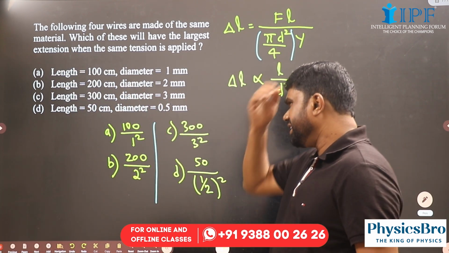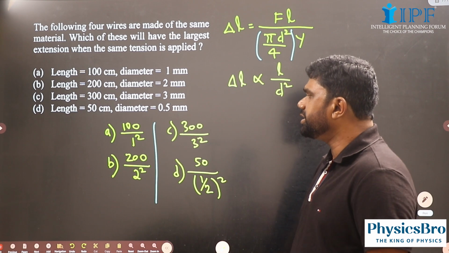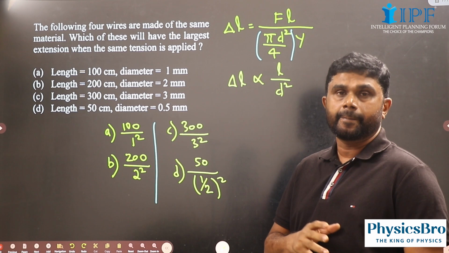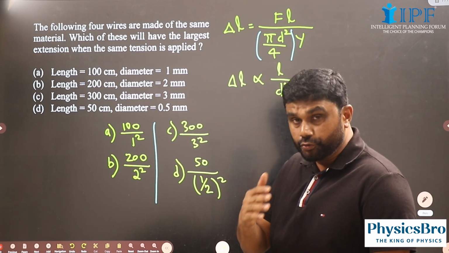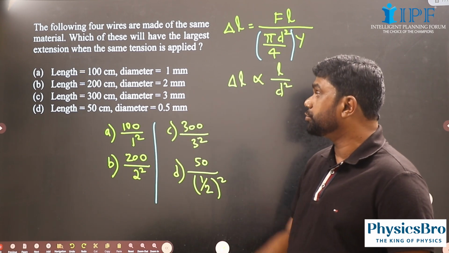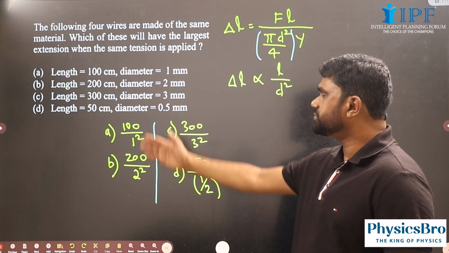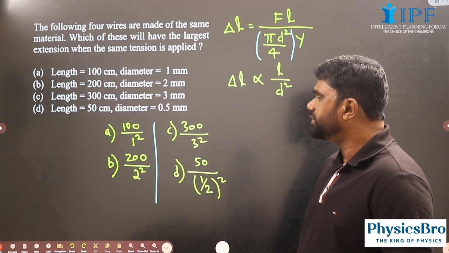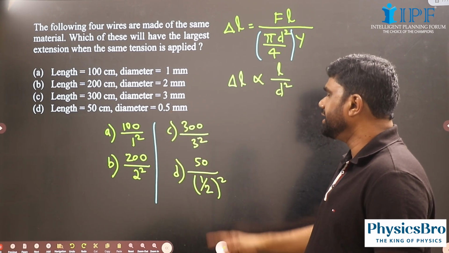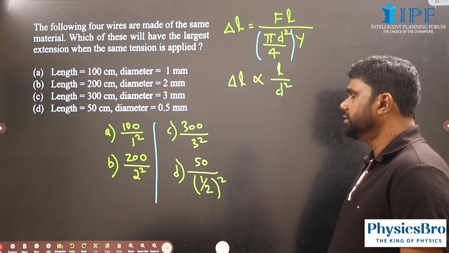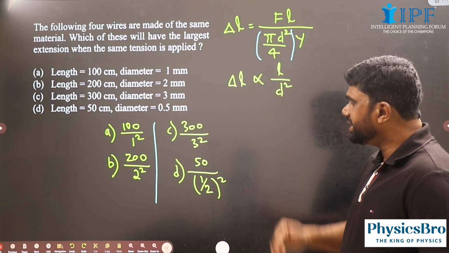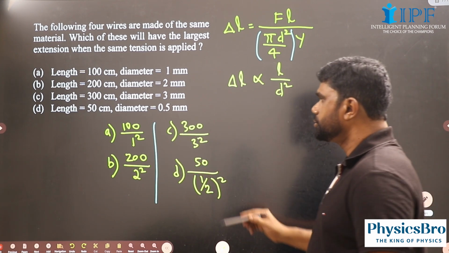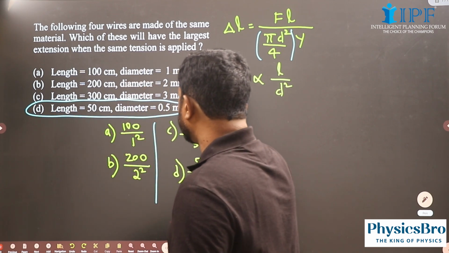Okay. Now see, in the first case we have 100 centimeter and diameter is 1 millimeter. So 100 by 1 square, we have to just compare the ratio L by D square. So you need not convert this millimeter to meter or centimeter. First will be 100 by 1 square, second will be 200 divided by 2 square, and this will be 50. This will be 100, and that will be 100 divided by 3. And here it will be 200. So this is the maximum. Here we will get the maximum value. So this must be the maximum, right?